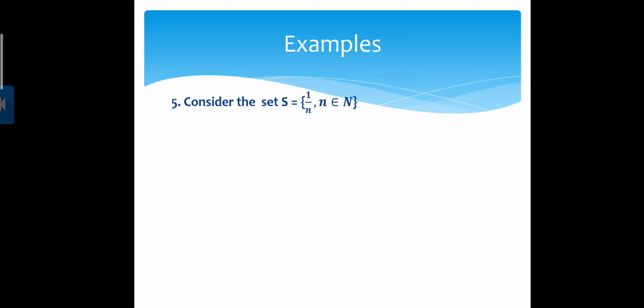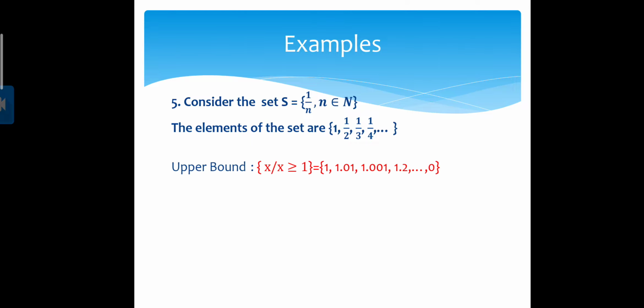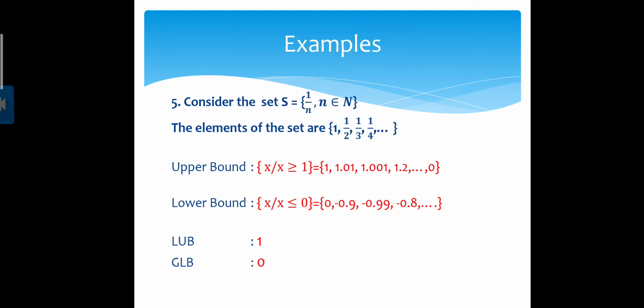Consider the set S is equal to 1 by n, where n belongs to N. Here you have to replace n by natural numbers. So the set is 1, 1 by 2, 1 by 3 and so on. Here it starts with 1 and keeps on decreasing, and it goes to 0 actually. So upper bounds are 1, 1.1, 1.01, 1.001 and so on. Lower bound is 0 and the numbers which are less than 0, and LUB is 1, GLB is 0.